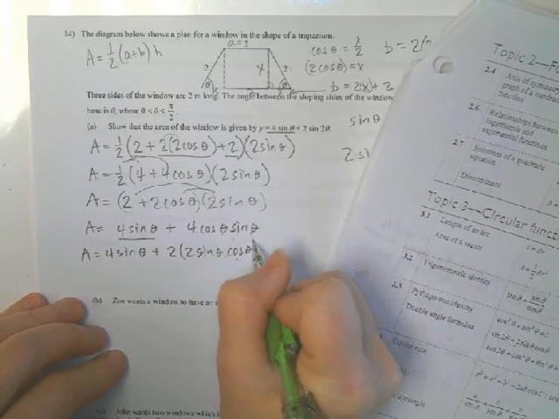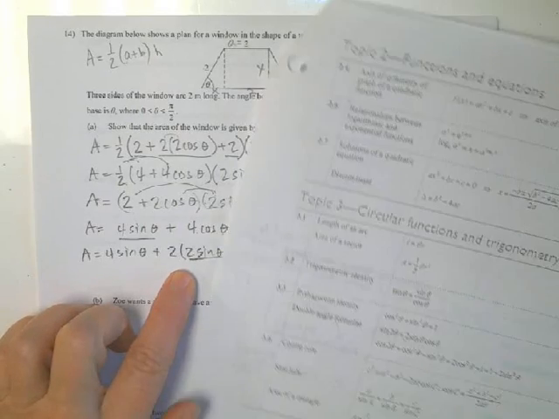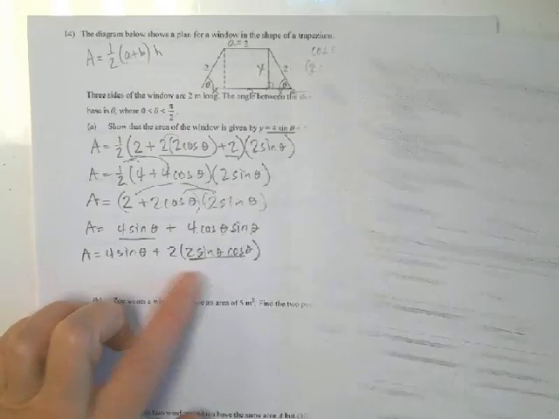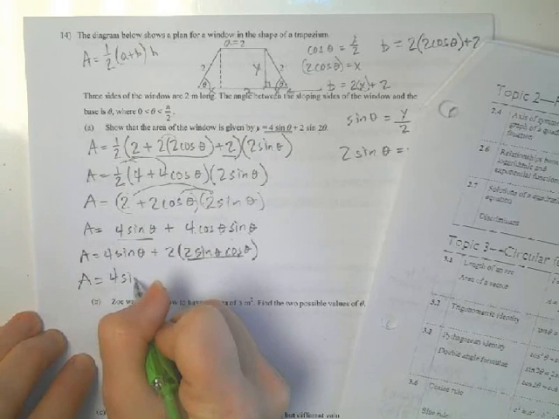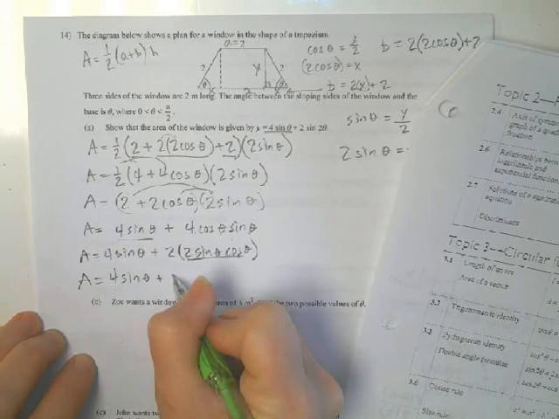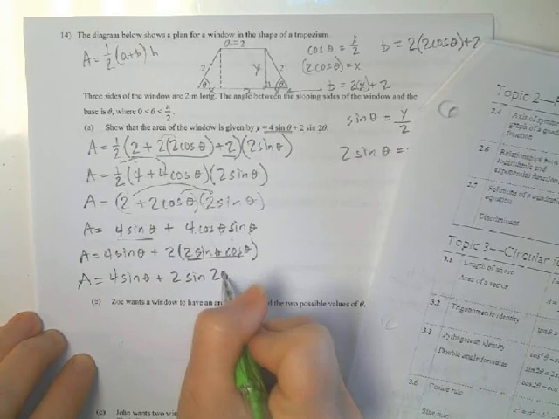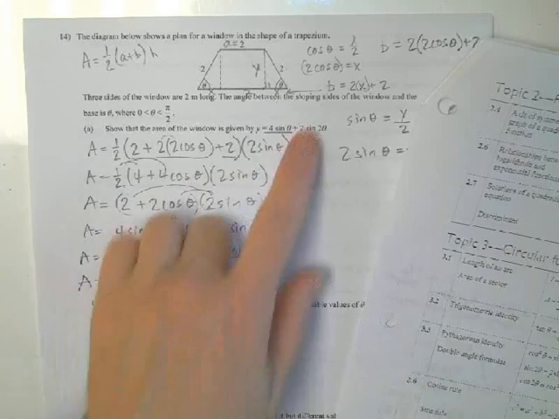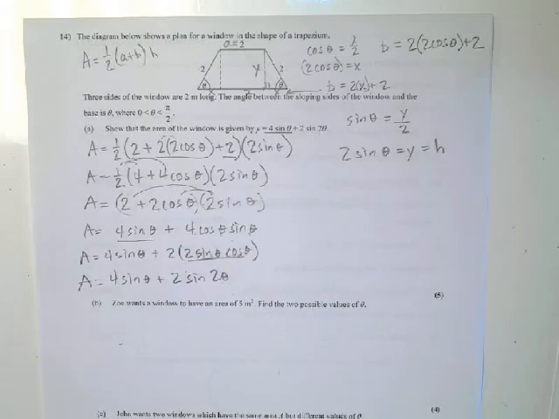Using the property of multiplication, this can be replaced with 2 sine theta. So I have area is equal to 4 sine theta plus 2 times sine of 2 theta. And now it matches, right? Yes, it matches. All right, so that was pretty tricky.